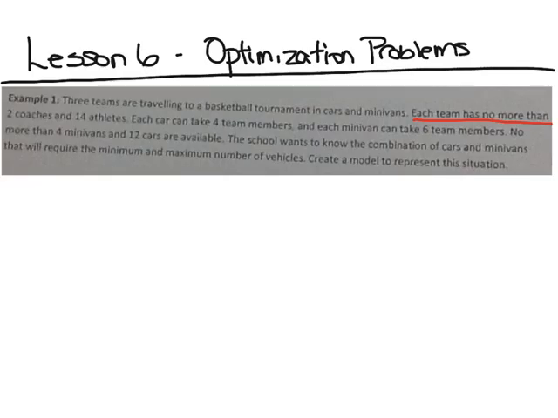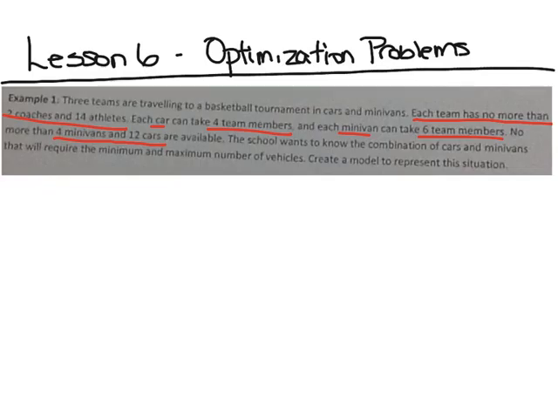Each team has no more than 2 coaches and 14 athletes. 4 team members can go in 1 car, and minivans can take 16 members. No more than 4 minivans and 12 cars are available. The school wants to know the combination of cars and minivans that will require the minimum and maximum number of vehicles. Create a model to represent this situation.